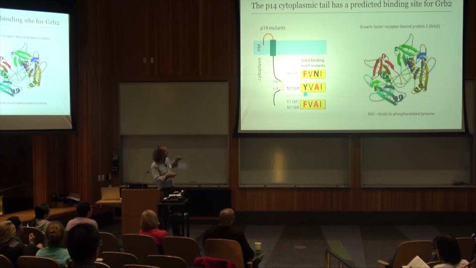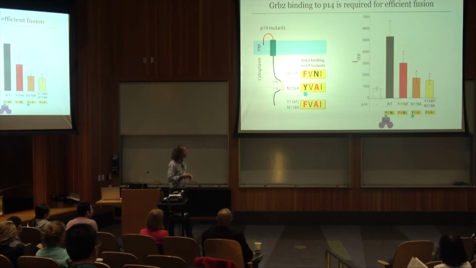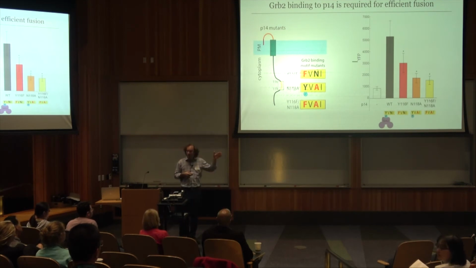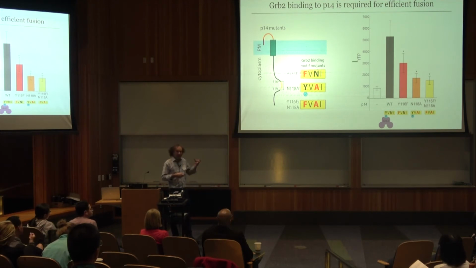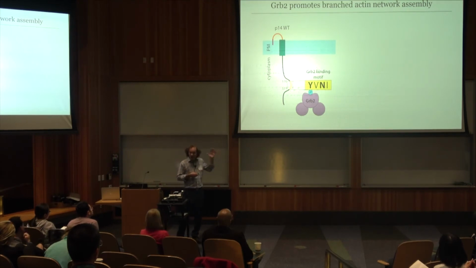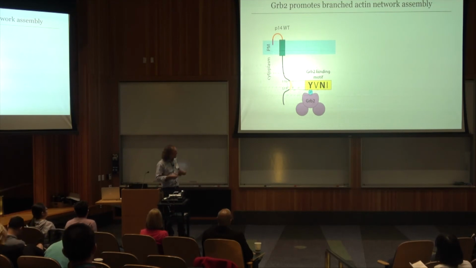So she went through and made mutants of this binding site to test whether disrupting Grb2 binding could have an influence on the ability of fusion to take place. And what she found was, indeed, as you make single point mutations or a pair of mutations, you reduce the ability of cells infected with P14 to fuse with another cell. So it seems like binding of Grb2 is a critical thing. The next question is, what exactly is Grb2 doing? It has two SH3 domains, and I have 2 minutes.